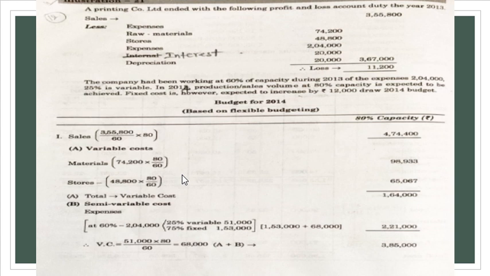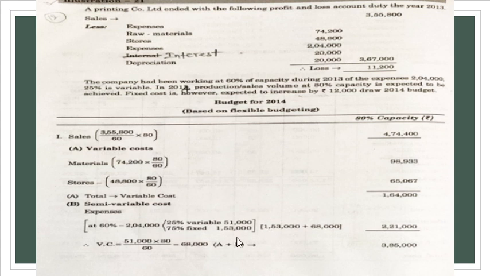Now, as per the textbook, the calculation given here is different. They have not found out for 80%. They have directly used 60%, because there is a classification of fixed and variable. As I've told, fixed will remain the same irrespective of whatever the capacity is. So now at 60%, the expense is 2,04,000. Of this 2,04,000, as per the question, 25% is variable. So 2,04,000 into 25% variable, we will be getting 51,000. Then 75% fixed, we will be getting 1,53,000.